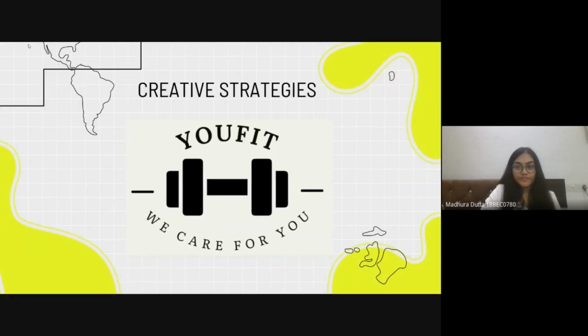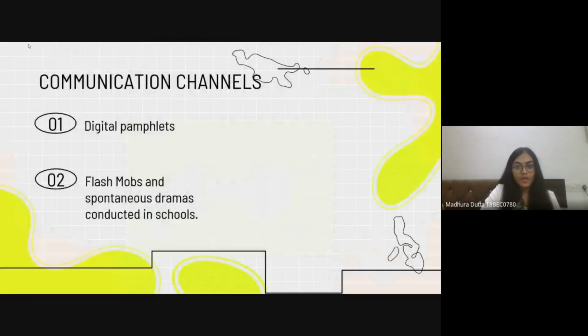Moving on to creative strategies, this is how our logo looks like. We have approached the logo design in a minimalistic manner that speaks directly to our target audience. Our tagline, "We care for you," adds a good degree of personal touch. Next, we have communication channels.